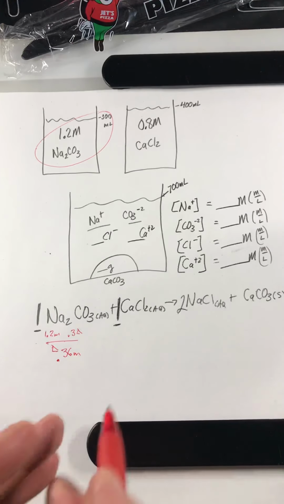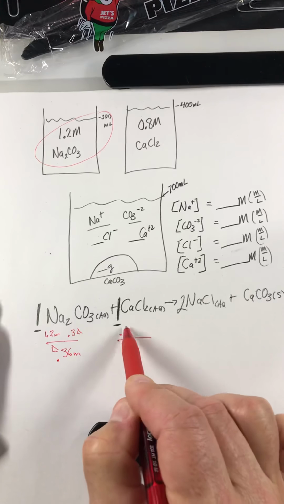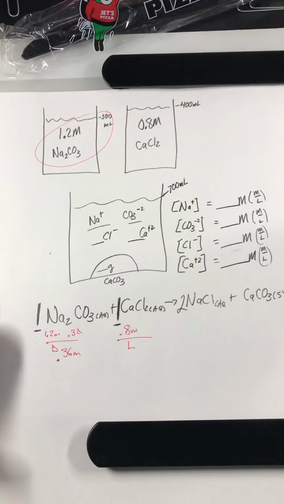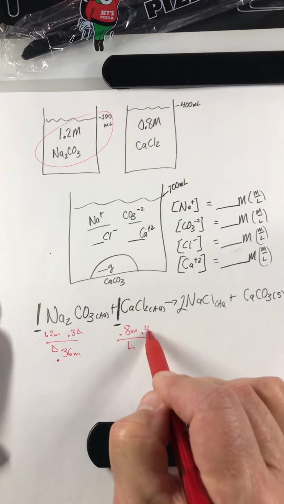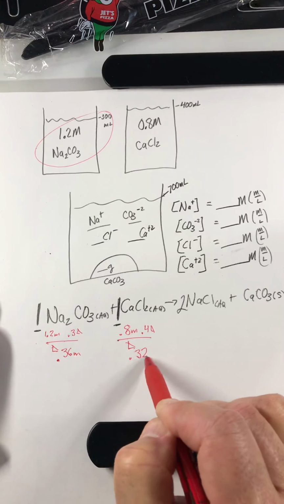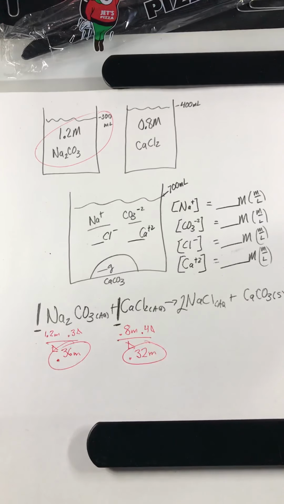I'll do the same thing over here. How many moles of this do I have? Just a quick calculation. We have 0.8 moles if we had a liter. Do we have a liter? We've only got 0.4 liters. Do the math there. You have 0.32 moles. Now you can immediately see the limiting reactant. 1 needs 1, 1 needs 1, 1 needs 1.